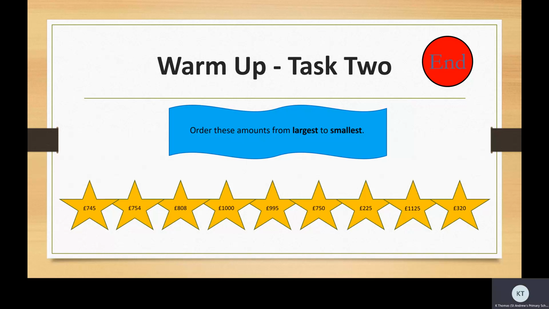Okay, it's time to check your answers. Ordering the amounts from largest to smallest, you should have 1,125 first, then 1,000, then 995, 808, 754, 750, 745, 320 and £225.